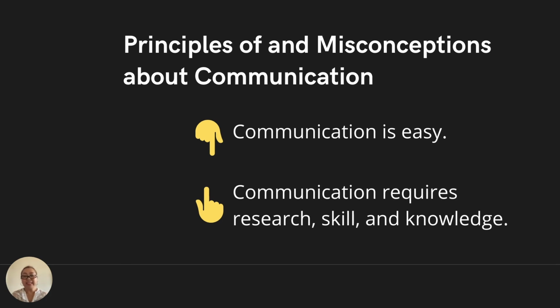Communication is easy. Just because everyone does it doesn't mean they do it well. While most people can learn to be better communicators with time and practice, good communications take work. Communicating effectively with broad and diverse audiences requires research, skill, and knowledge.